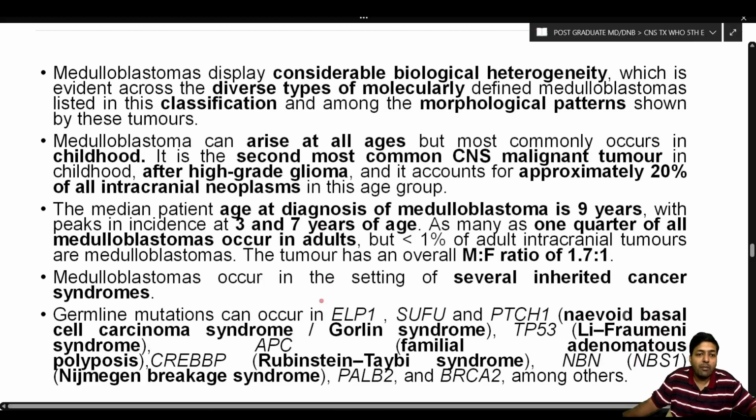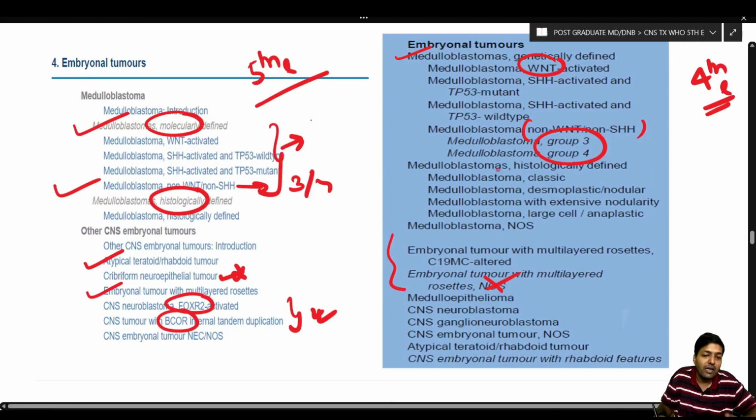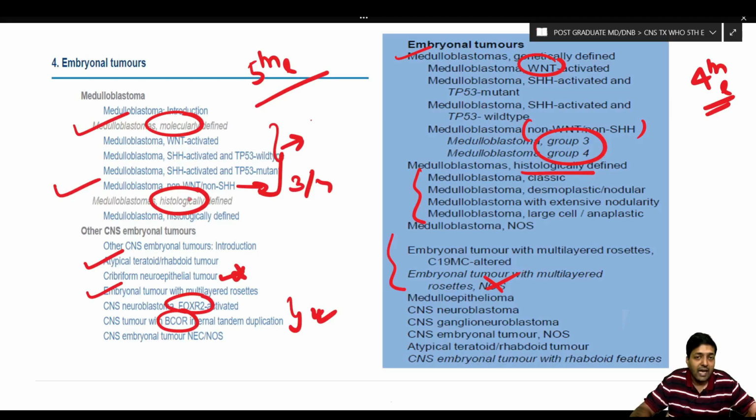So let us read. Medulloblastomas display considerable biological heterogeneity, which is evident across the diverse types of molecularly defined medulloblastoma listed in the classification and among the morphological patterns shown by these tumors. Now, one important thing I missed: previously the histologically defined varieties were mentioned as classic, desmoplastic nodular, extensive nodular, and large cell anaplastic variety. But in the current classification, they are just written as medulloblastoma histologically defined. What is the meaning of this? That means they are not carrying as much clinical significance as they should. So we can see that the importance of histological classification is coming down with every edition of WHO.